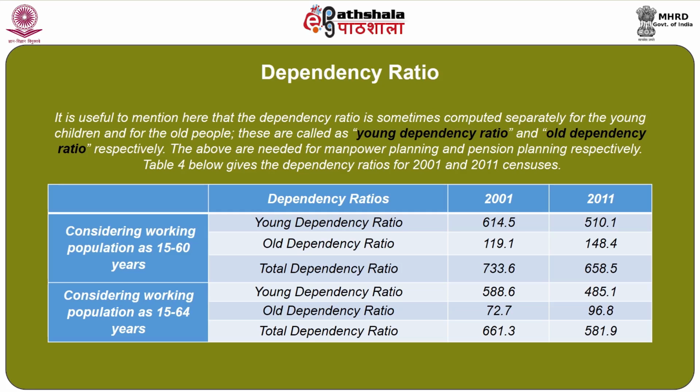If we consider working population as 15 to 64 years, young dependency ratio was 588.6, in 2011 485.1, old dependency ratio 72.7, in 2011 it was 96.8. Total dependency ratio in 2001 661.3, in 2011 581.9. No doubt there is a decline in 2011 census.